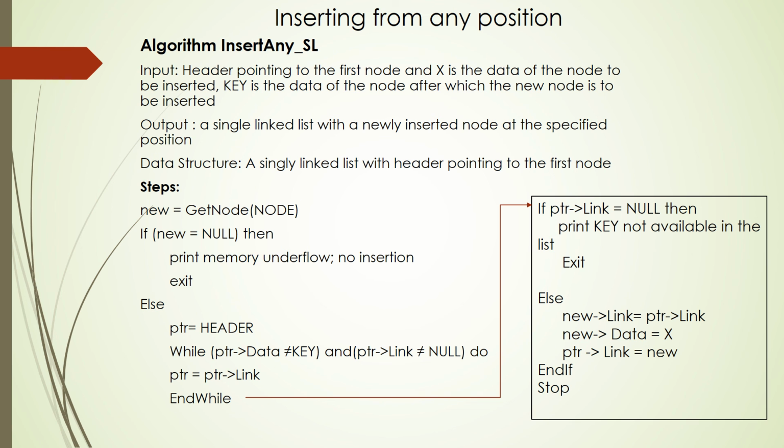Okay, so the while loop is a dual condition while loop. The first condition is that PTR data is not equal to key, where key is the data item of the node after which the new node has to be created. And the other condition is PTR link not equal to null. This is the case where you have traveled through the entire list and reached the last node. So you can still come out of the loop. You don't want to make an infinite loop. That is why you have set a dual condition.